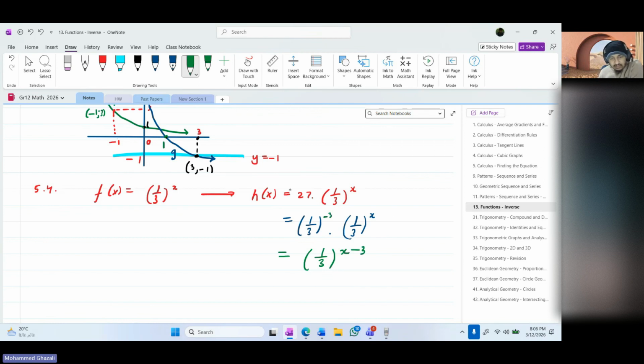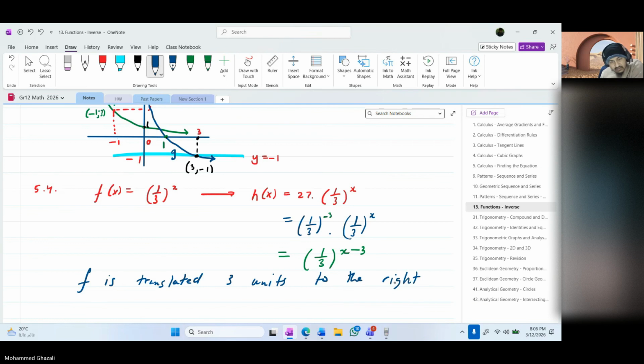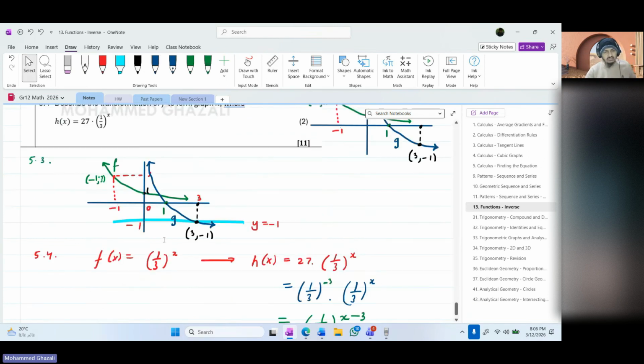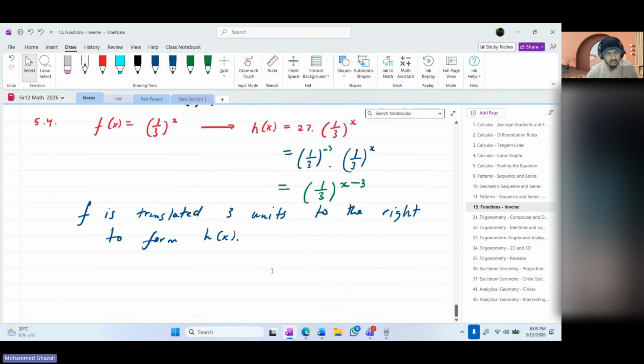So what's the transformation from F to H? F is translated 3 units to the right to form H of x. Yeah, that's it. So another challenging question, right? But it's a nice question.